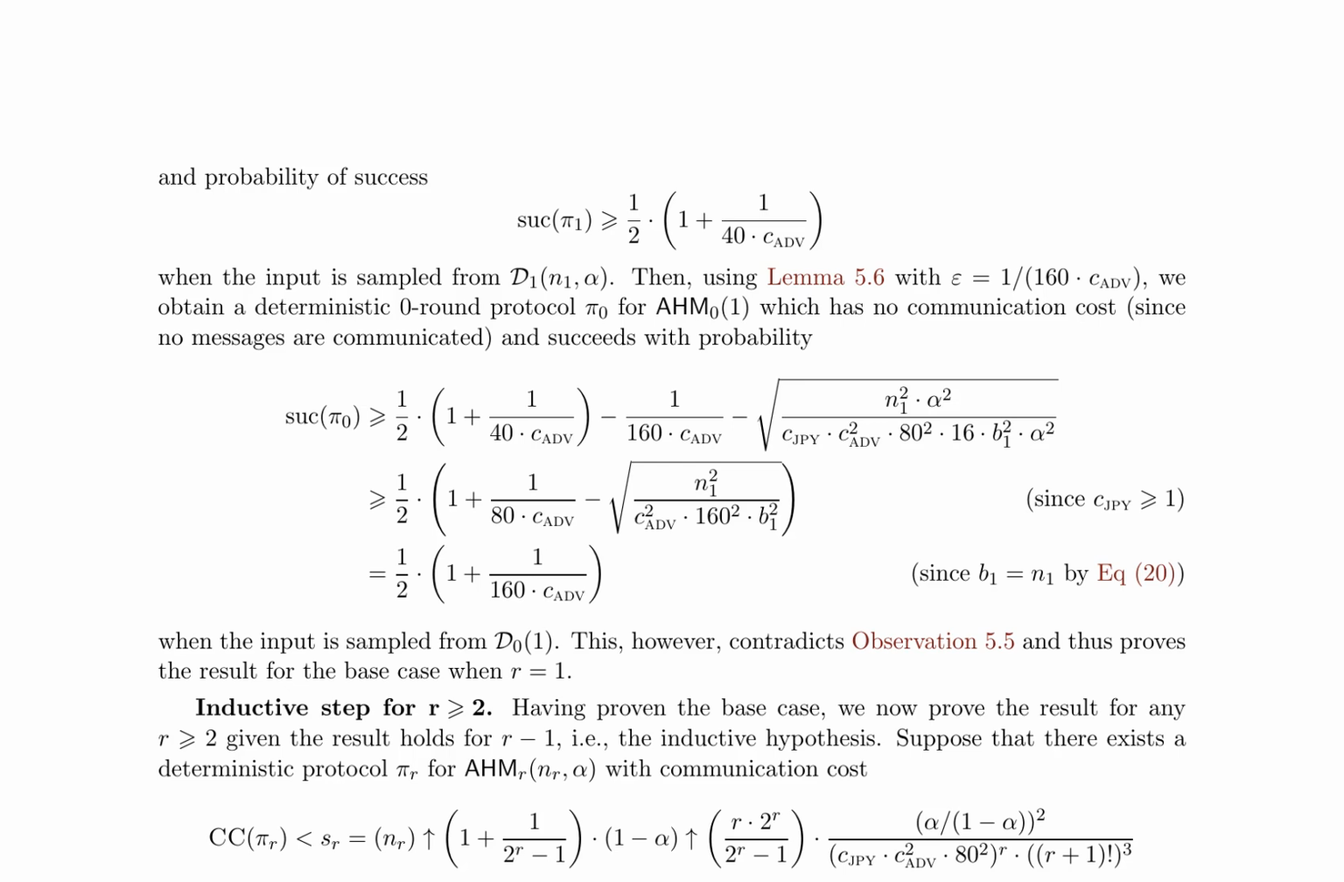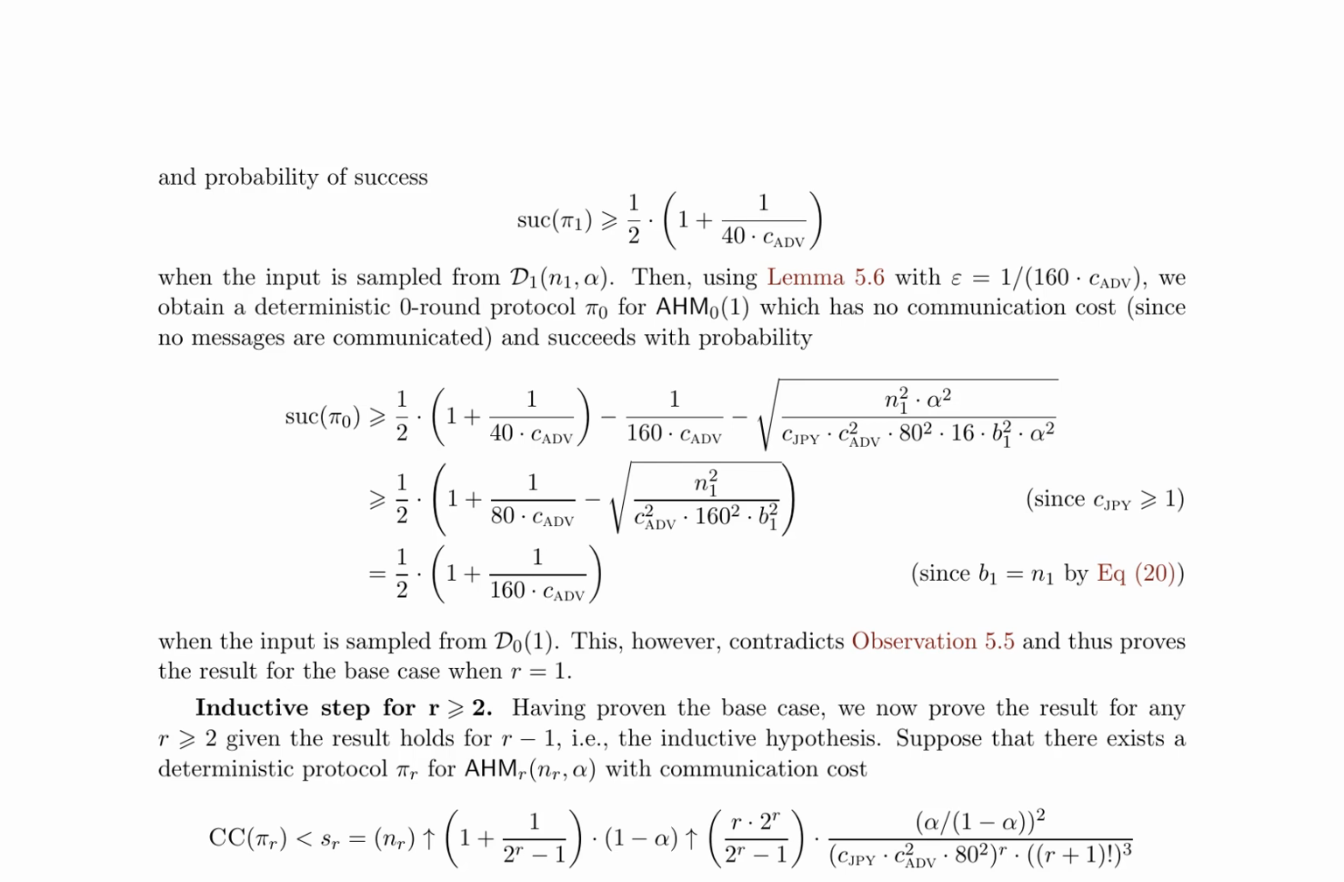Applying lemma 5.6 with epsilon equals 1/(160 C_ADV) yields a deterministic zero-round protocol pi_0 for AHM_0, with no communication cost and probability of success suc(pi_0) greater than or equal to 1/2(1 + 1/(40 C_ADV) - 1/(160 C_ADV)), and so on. This leads to a contradiction with observation 5.5, proving the result for the base case.